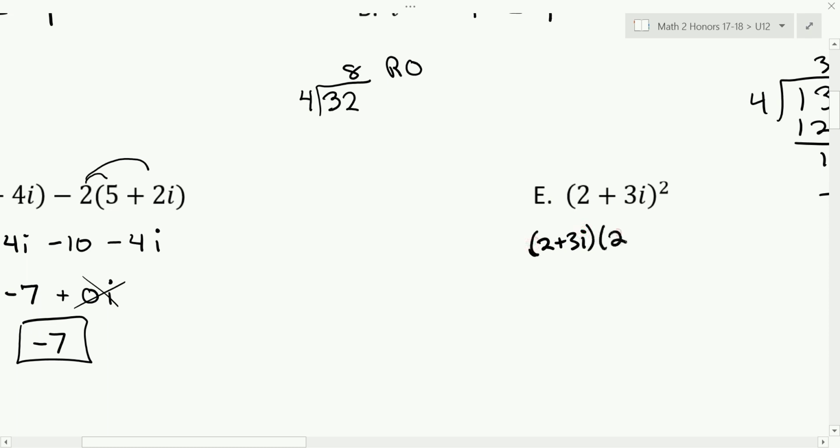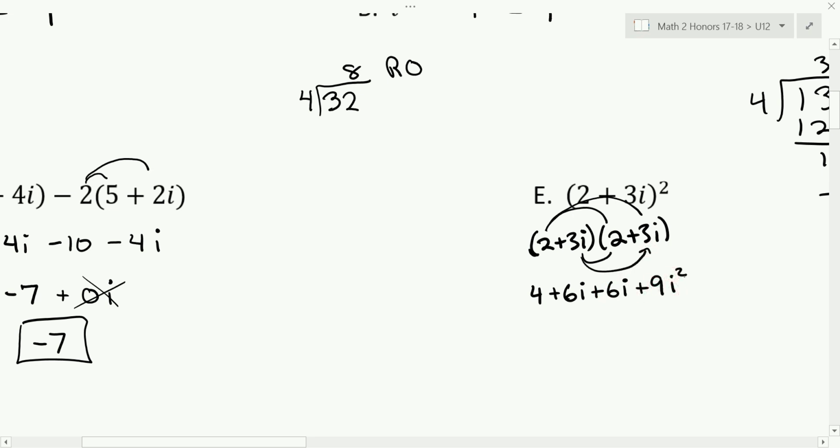times 2 plus 3i. And just keep in mind, when you multiply two complex numbers, you should end up with another number just in the form a plus bi. Let's see if we can do that. So 2 times 2 is 4. 2 times 3i is 6i. 3i times 2 is another 6i. 3i times 3i, careful, is 9i squared. Good.